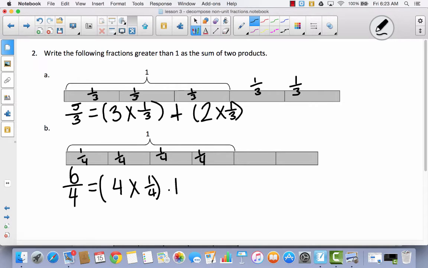And I'm going to add that to the multiplication sentence that represents this last part. So I've got 1/4 plus 1/4. Why don't you try to write what you think the multiplication sentence would be for these last 2 fourths? And then pause the video and come back. Okay, so hopefully you said I've got 2 times 1/4. So we've got 4 times 1/4, that represents the whole, and then 2 times 1/4.